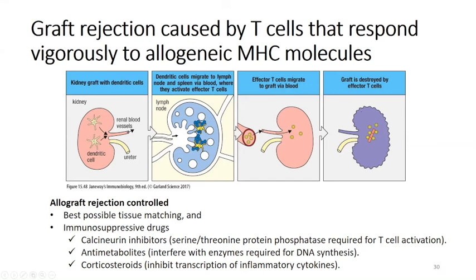So if the tissues are not matched at the MHC, there is rejection. What we try to do is match as many of the allele MHC pairs as possible. But even then, there is slow rejection, and these immunosuppressive drugs will still be required.